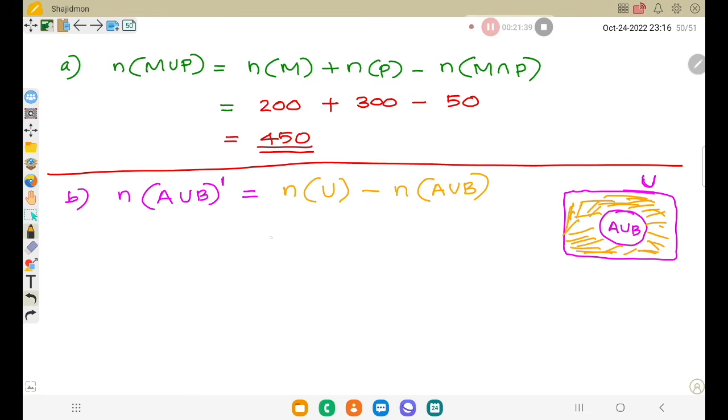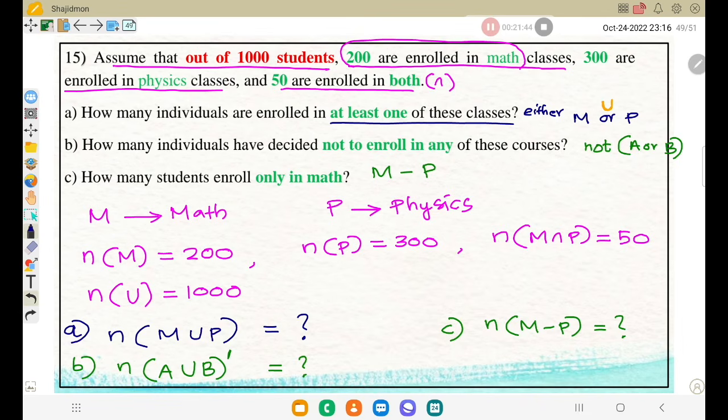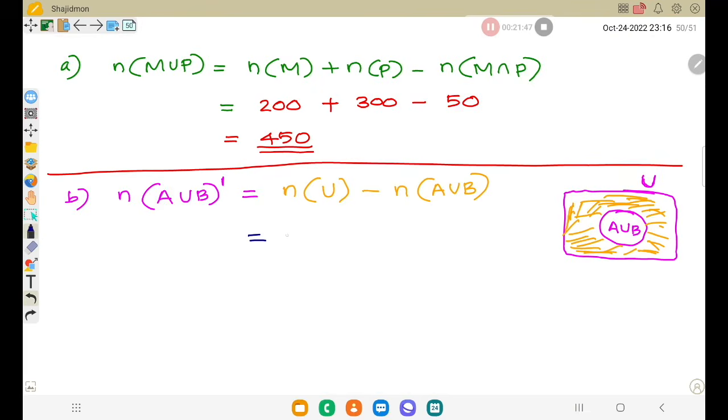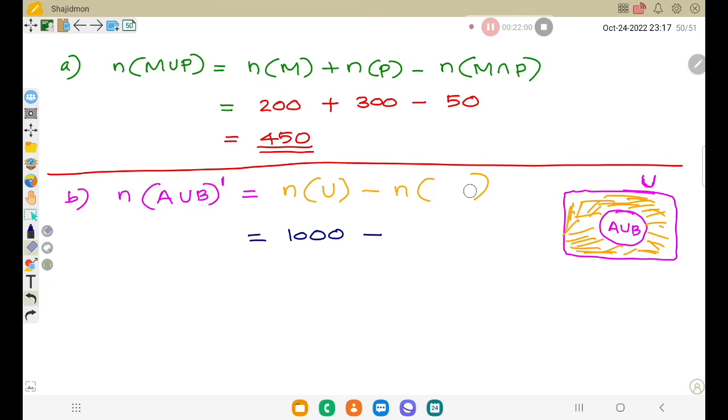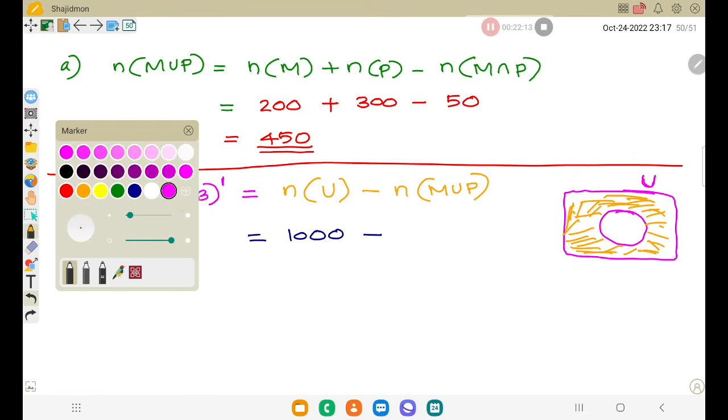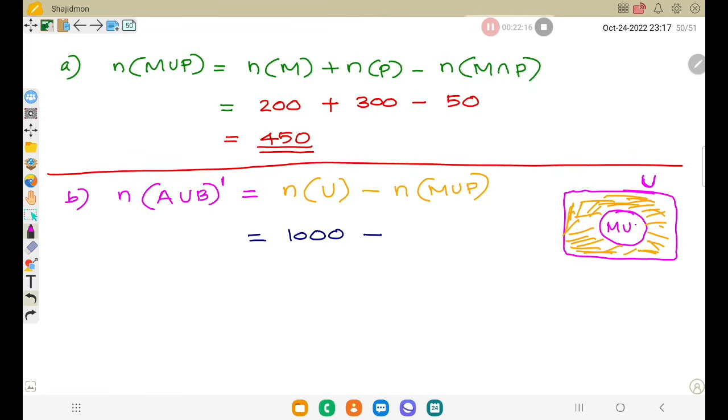So what will be the answer? You can check now. Number of universal set, how much? 1000. 1000 minus number of A union B, which we just calculated. A union B means M union P. Keep in your mind, I am using A and B, but it is M and P, mathematics and physics, M union P. In the figure also, instead of A and B, I am writing M union P.